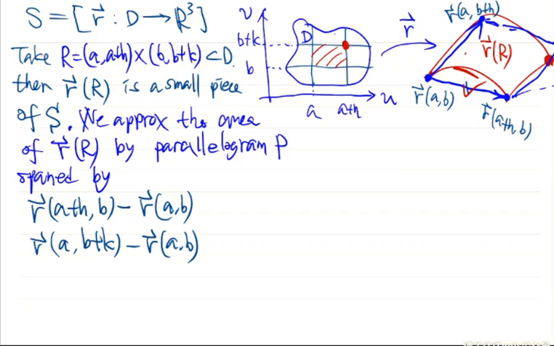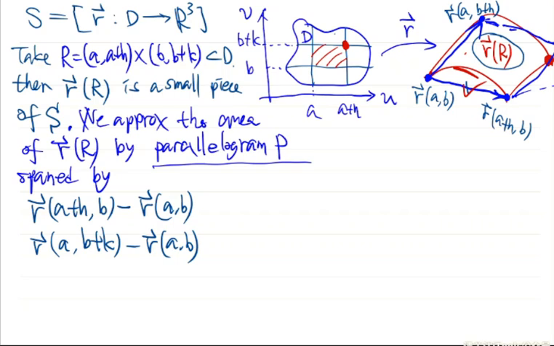The image of R under the map r, that is our r(R) here, is a curved object in space. We don't know how to measure its area, but we use a flat object, a suitable parallelogram, to approximate the curved object r(R). This parallelogram is bounded by the vectors given here, but these two vectors are still too complicated. We need to simplify them.